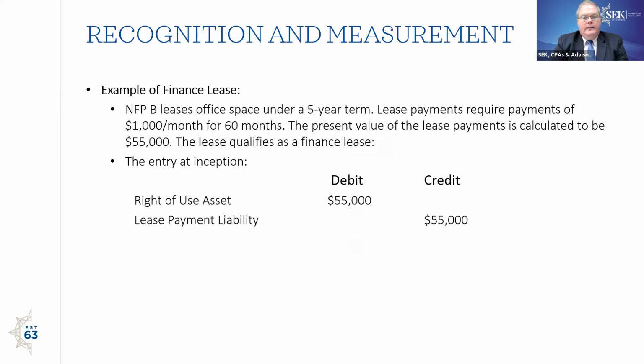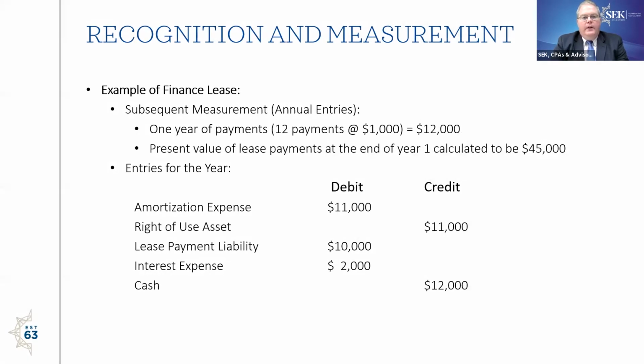So again, at inception, these are going to be exactly the same between operating and finance leases. So you're going to debit the right of use asset for $55,000, and you're going to credit the lease payment liability for $55,000. In the subsequent year, then, you're going to have 1 year of payments. 12 payments at $1,000 is $12,000. And the present value of the lease payments at the end of year 1 calculates to be $45,000.